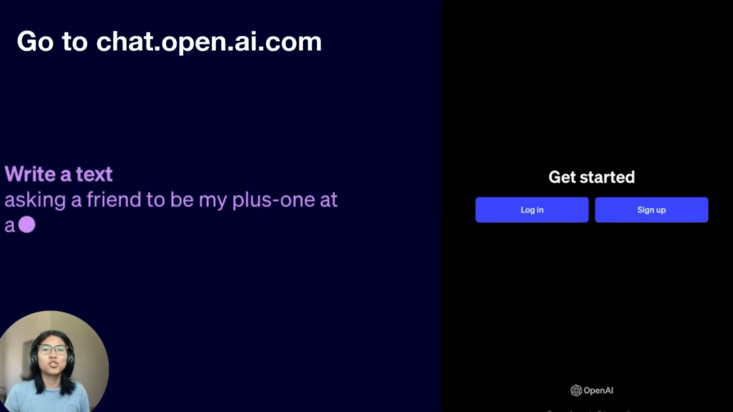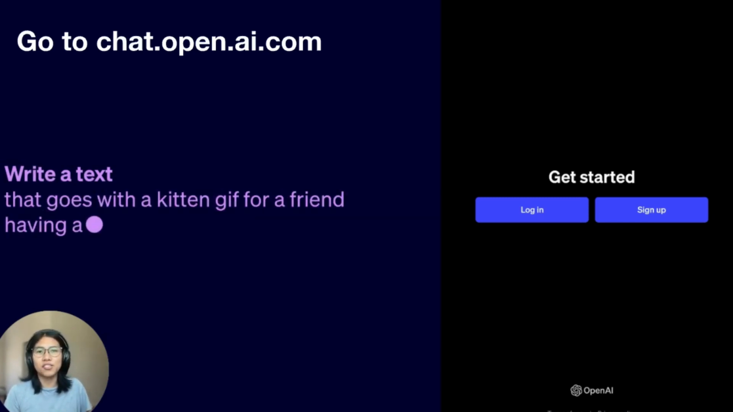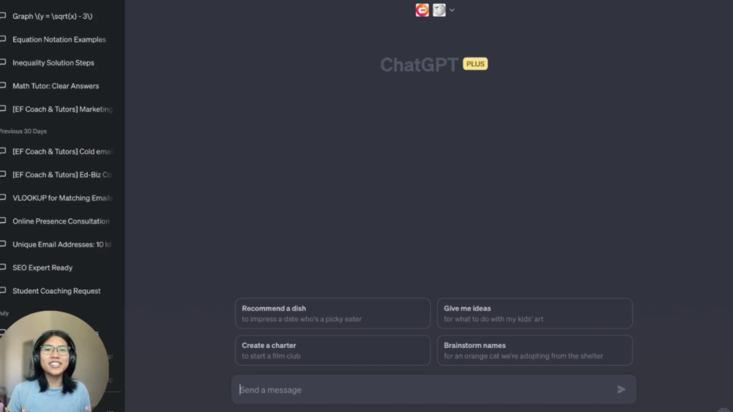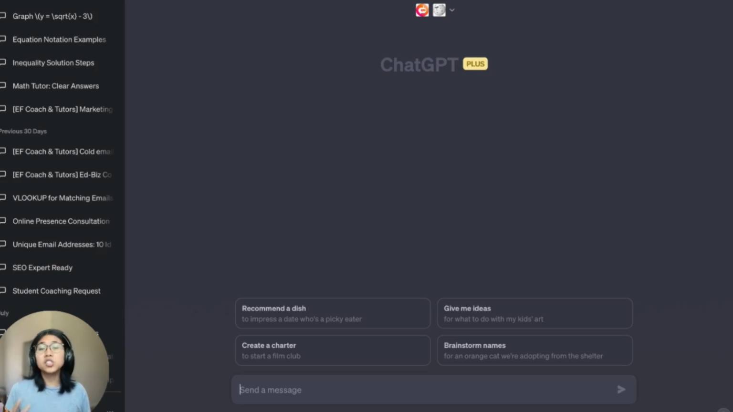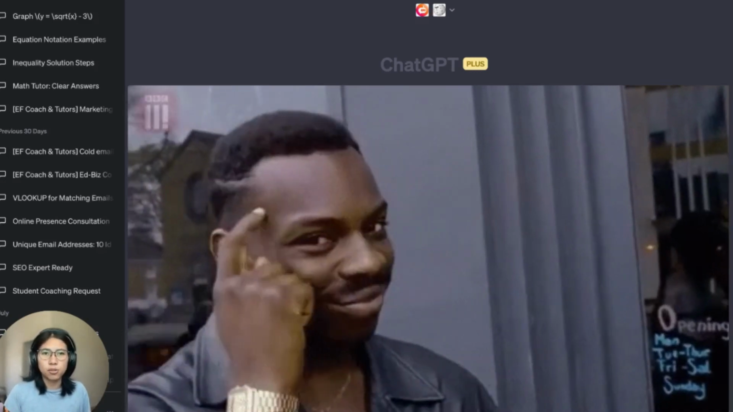Your first step is to go to chat.openai.com and either sign up or log in if you have an existing account. Once you're logged in, then you're ready for tip number 1, which is asking ChatGPT to create practice problems for you. This is very useful if you have an upcoming quiz or exam, so that way you have problems that you can practice on. And one of the key things that we've learned with working with students is that the more that they practice problems on concepts that they're unfamiliar with, the more that it sticks in their long-term memory.